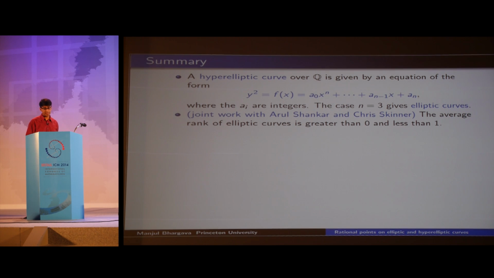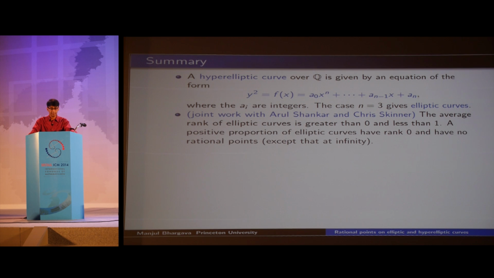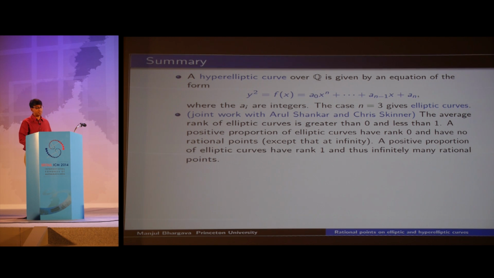And so joint work with Arul Shankar and Chris Skinner now proves that the average rank of elliptic curves, in other words, the rank of the group of rational solutions to elliptic curve equations, in case n equals 3, is strictly greater than 0 and strictly less than 1. And therefore, a positive proportion of elliptic curves have rank 0 and thus no rational points. And a positive proportion of elliptic curves have rank 1 and thus infinitely many rational points. And these same results hold also for n equals 4, which is also a case of genus 1.